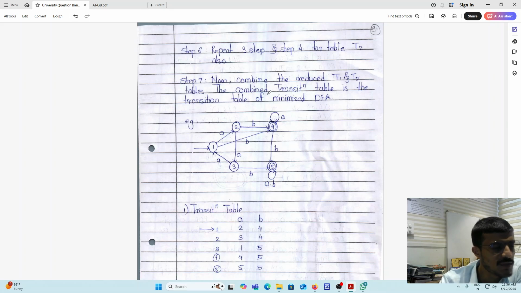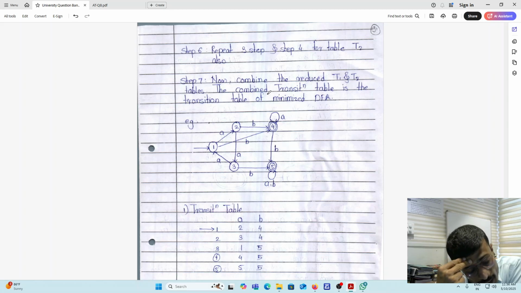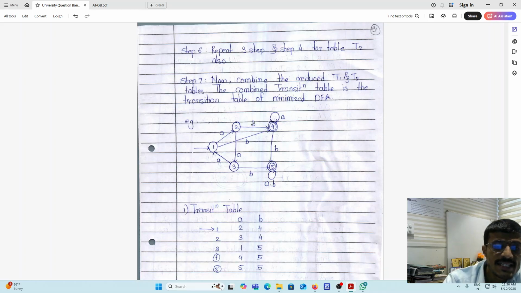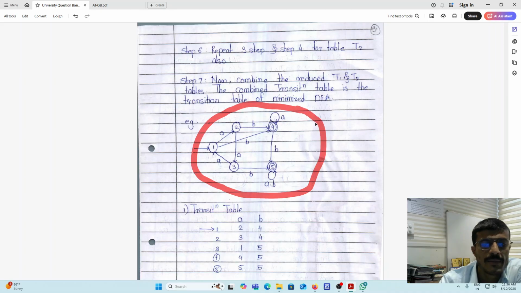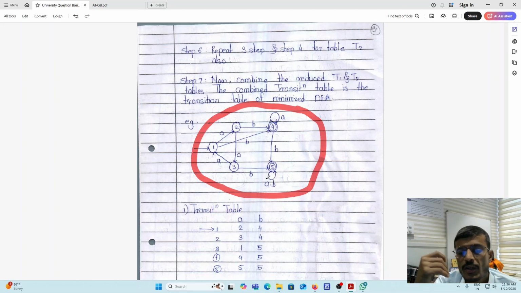You know those rules, we have already discussed them in the classroom. That is the partition method. So basically this diagram is given to you, and on this diagram you have to perform the minimization. State 1 is the initial state, 5 and 4 are the two accepting states, and 2 and 3 are the normal states. First of all you have to check whether all the states are reachable from the initial state or not.